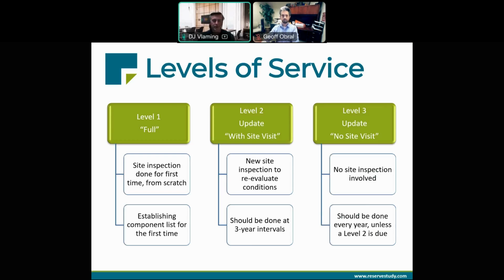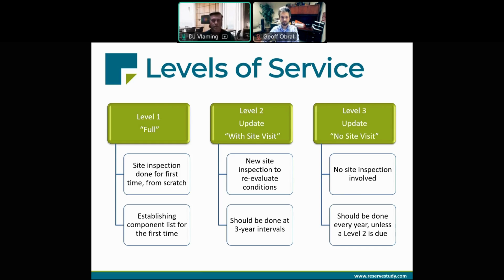What we call a level 1 is a full reserve study. This means it's a first-time reserve study. The component list is being developed from scratch. So this is the most time-consuming and most comprehensive option. The good thing is if you have a good reserve study in place with good quantity detail and other information, you'll need this option once. And then from there, we update it.